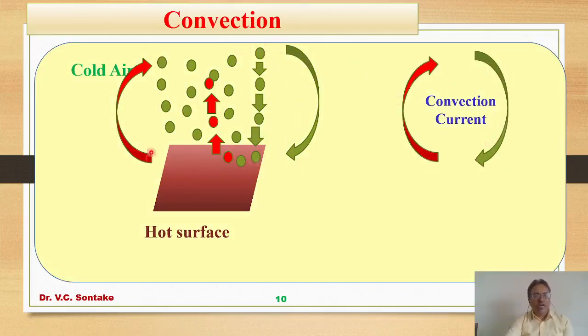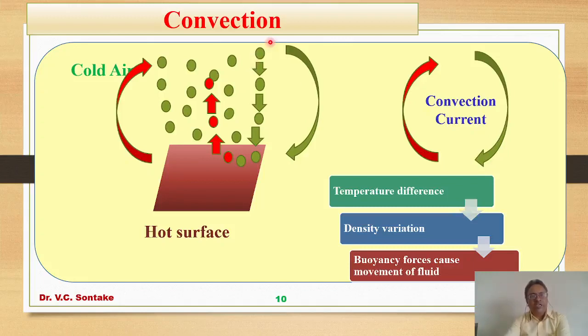and this will continue. This convection current, once set up, will continue till there exists a temperature gradient between the hot surface and the cold surface, cold medium, cold air. The moment the temperature gradient becomes zero, this convection current will stop. That is, there will be no downward movement of cold particles and upward movement of hot air particles. And this convection current setup is basically responsible for heat transfer in convection mode.